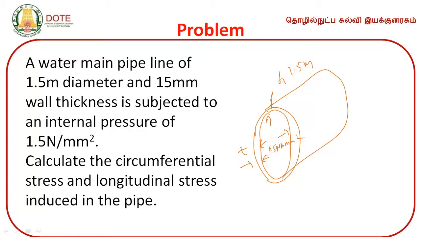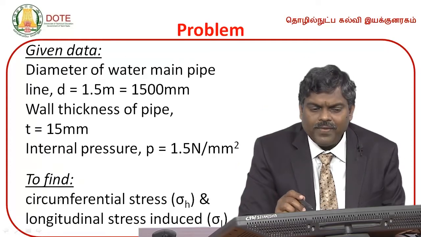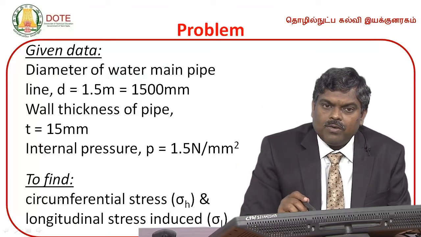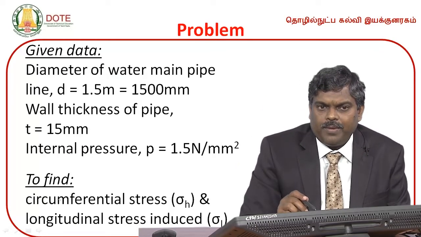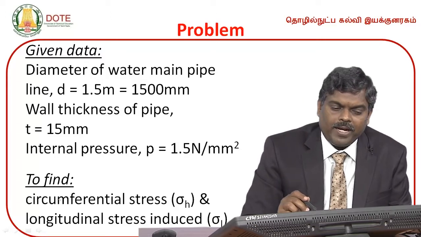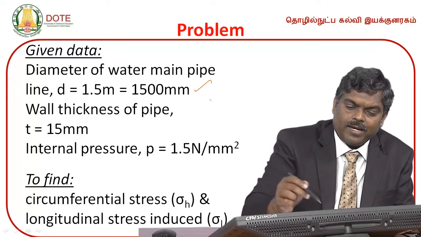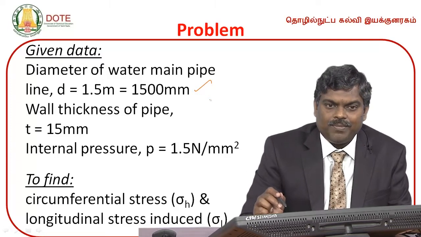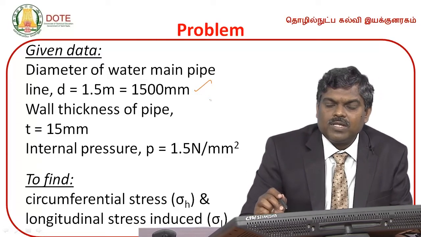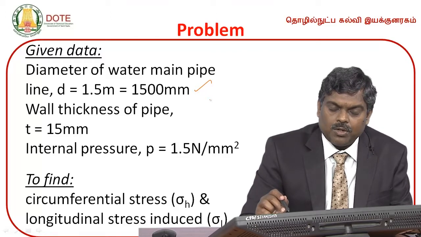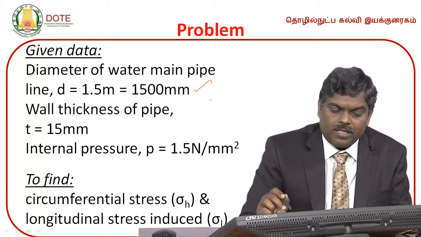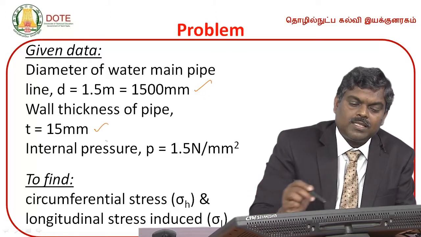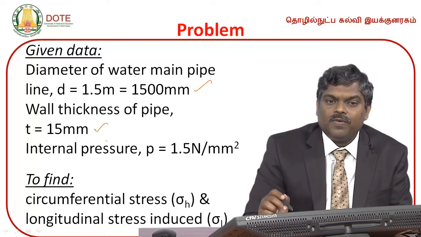Circumferential stress is nothing but the hoop stress. So, what are the given data? Diameter of the water main pipeline D is equal to 1.5 meter. We need to convert this to mm. 1 meter is equal to 1000 mm, so 1.5 meter is equal to 1500 mm. Wall thickness of pipe T is equal to 15 mm.